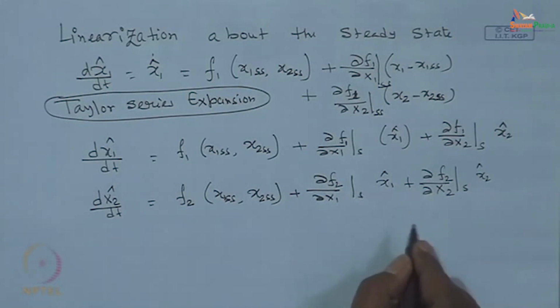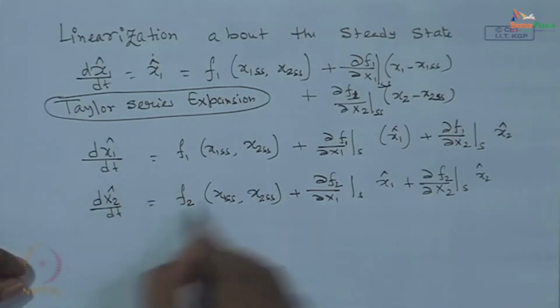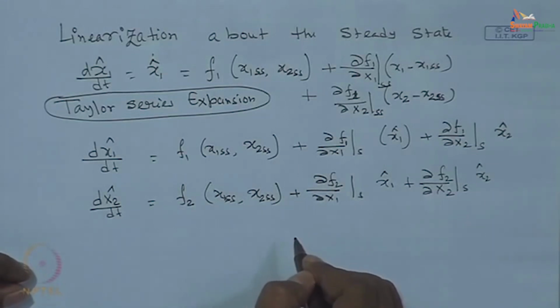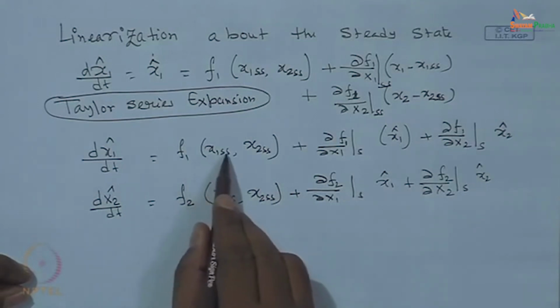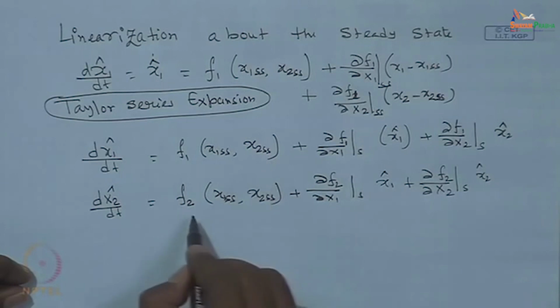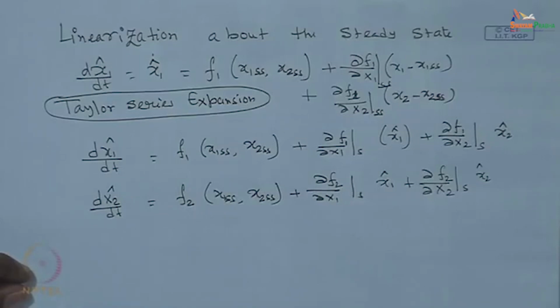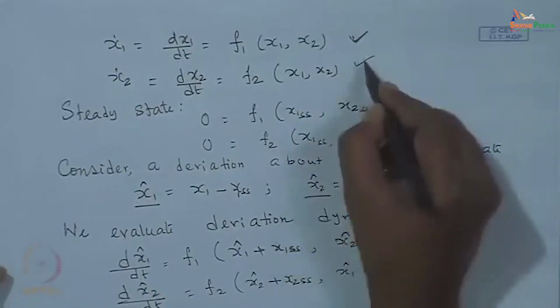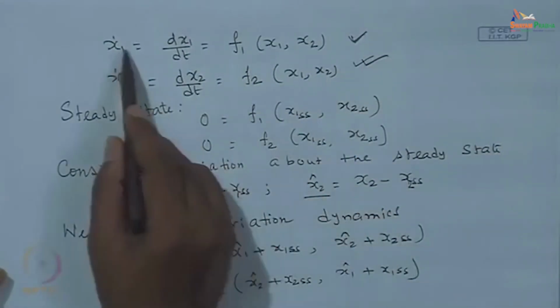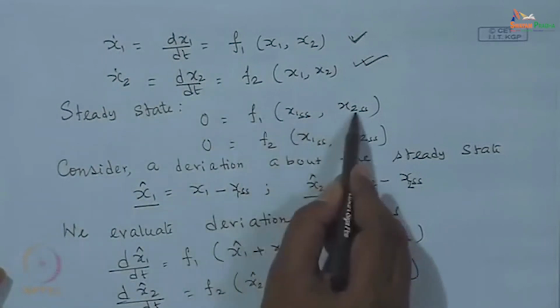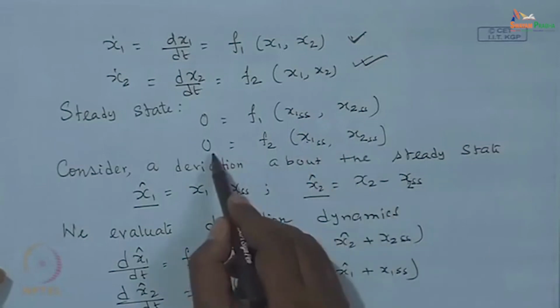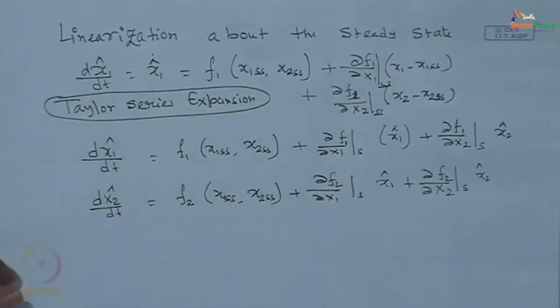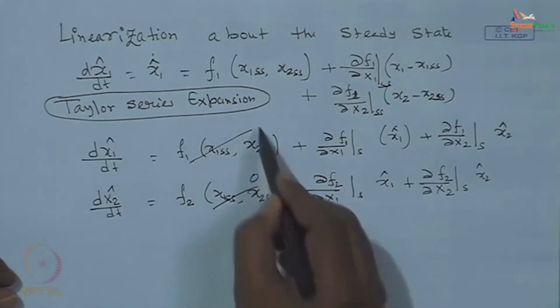So, therefore, what we can do, we can write these two equations in a compact form, and also if you remember that f1 of x1 ss and x2 ss were equal to 0, and both f1 and f2 evaluated at steady state are equal to 0. If you look into the earlier slide, these are the governing equations of the system we are considering, and at the steady state these will be equal to 0, f1 of x1 ss x2 ss equal to 0, and f2 of x1 ss x2 ss will be equal to 0. So, therefore, we have every right to make these two equal to 0.